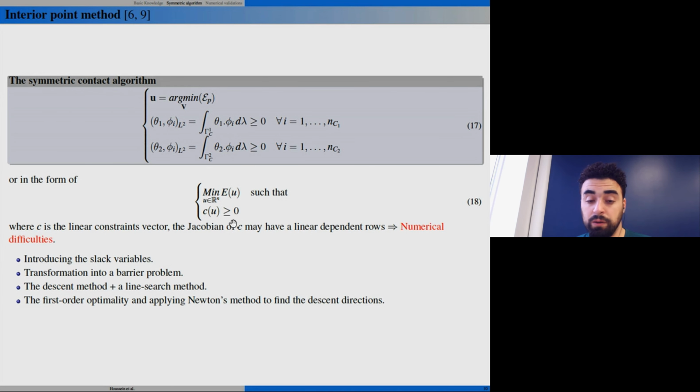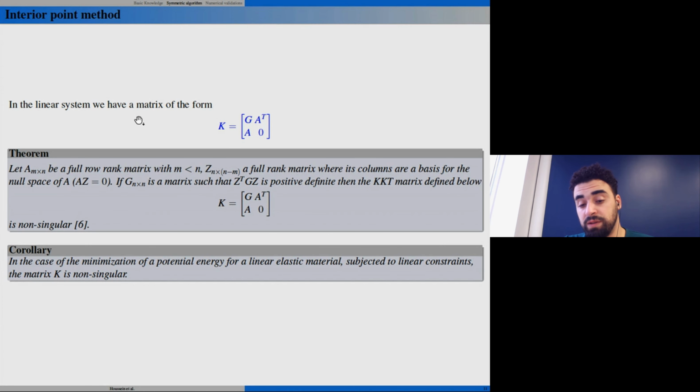And we will use slack variables in order to transform the inequality constraints into equality ones. And we will transform our problem into a barrier one in order to take into account the lower bound of the slack variables. And as our problem is a minimization, we will use a descent method plus a line search method in order to find our solution, and we will use the Newton method in order to find our descent direction.